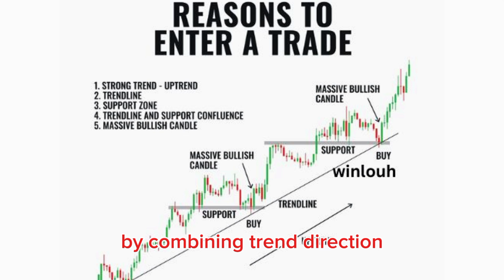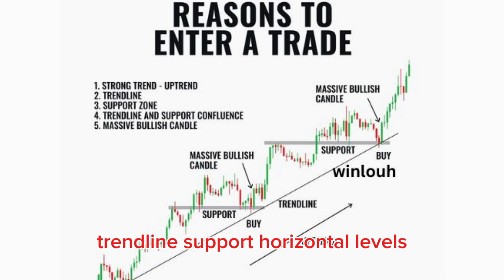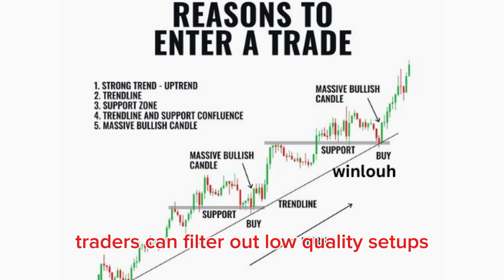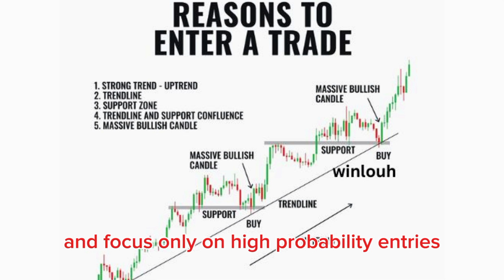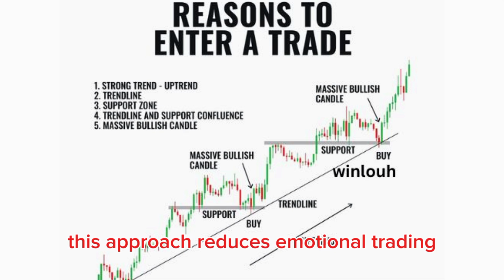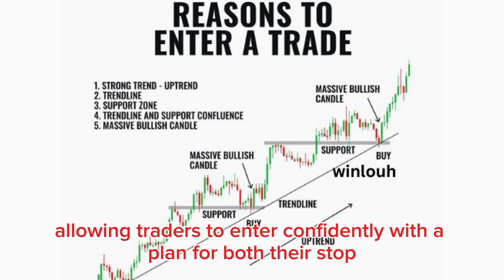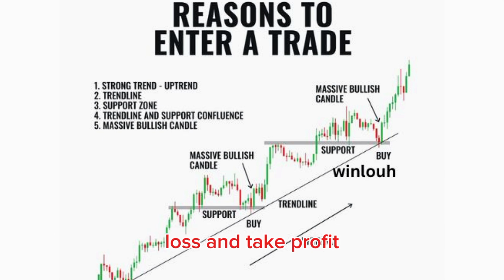By combining trend direction, trend line support, horizontal levels, confluence, and strong bullish candles, traders can filter out low-quality setups and focus only on high-probability entries. This approach reduces emotional trading and provides structure to decision-making, allowing traders to enter confidently with a plan for both their stop-loss and take profit.